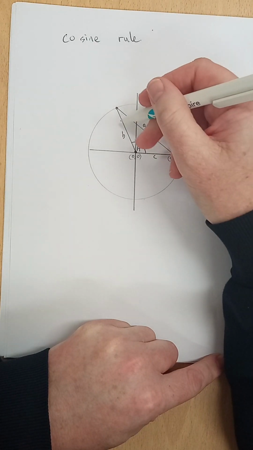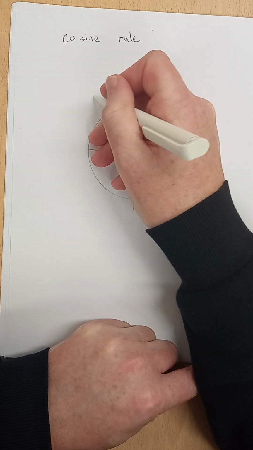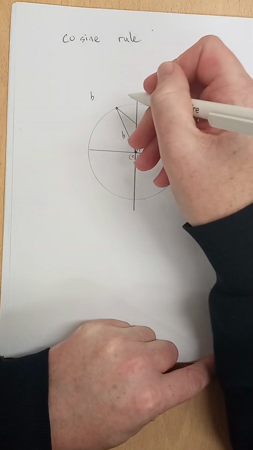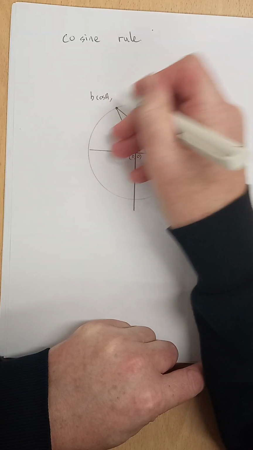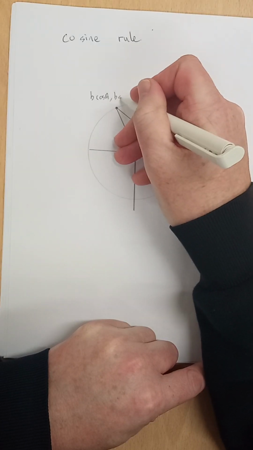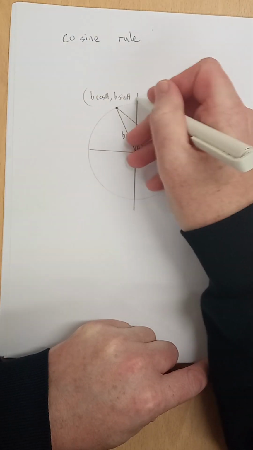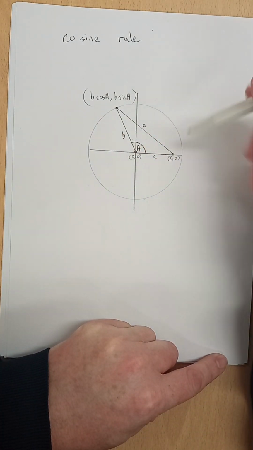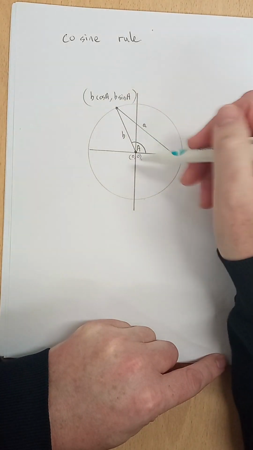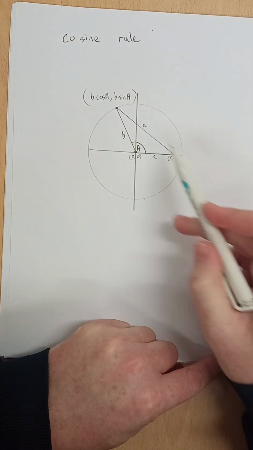But in this case, it's a radius of b. So the coordinate of this will be (b cos A, b sin A). If b was 1, that would be just (cos A, sin A). If b was 2, it would be (2 cos A, 2 sin A), but here it's just b. So now I have 3 coordinates.